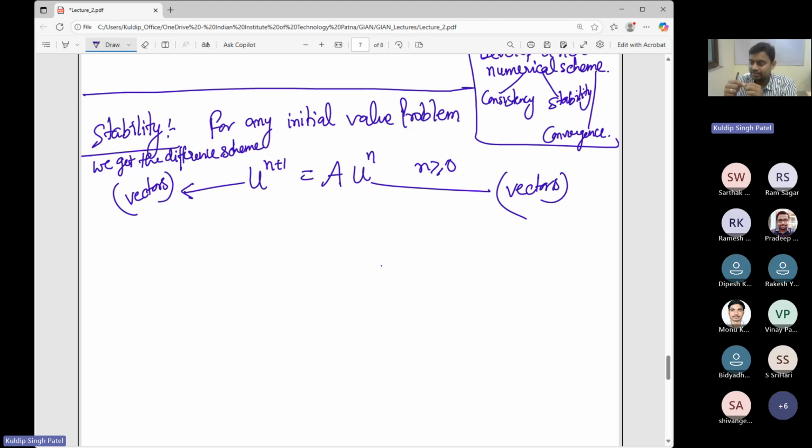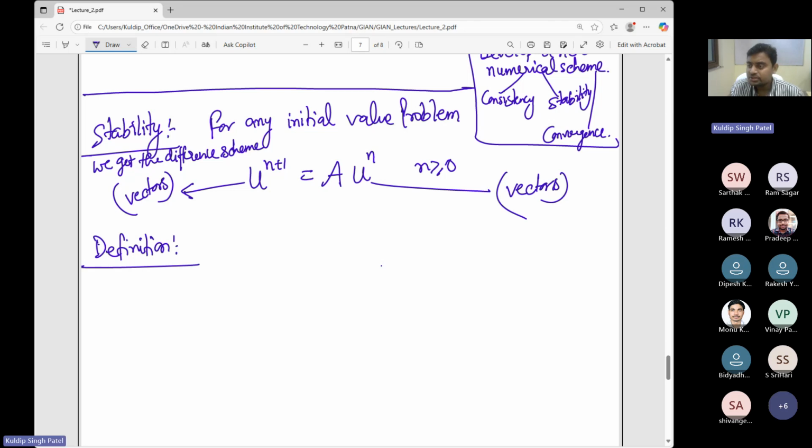So basically u1 is what? The solution at all x. u2 is what? The solution at all x. u3 is what? Again the solution at all x. Agree? So we get this kind of matrix form for our difference scheme. Now the question is, when will you say that this scheme is stable?